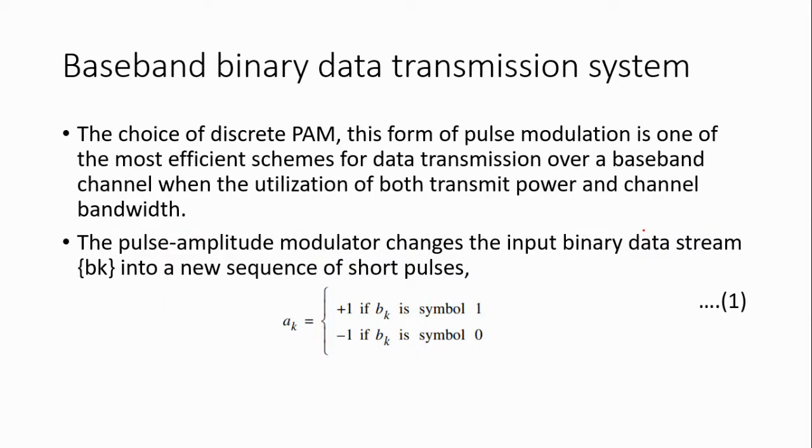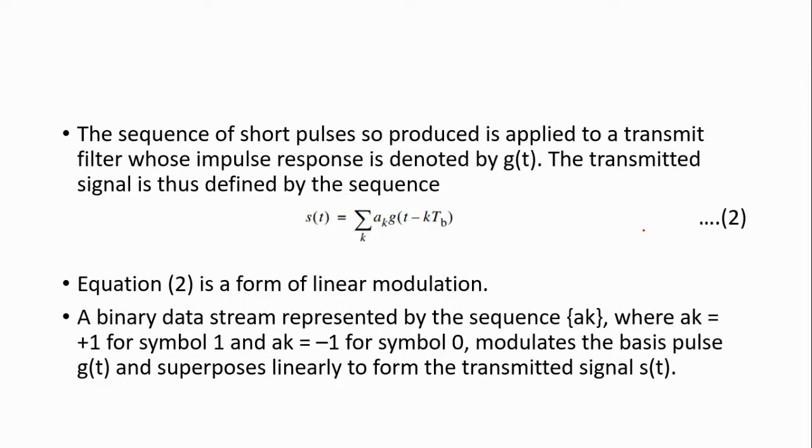In this block diagram, you may see the pulse amplitude modulator. Pulse amplitude modulation is the most efficient scheme for data transmission, and it utilizes the transmit power and channel bandwidth effectively. The pulse amplitude modulator changes the input binary data stream into a new sequence. If the binary symbol is 1, the new sequence value is +1. If the binary symbol is 0, the new symbol value is -1. The sequence of data pulses is given to the transmit filter.